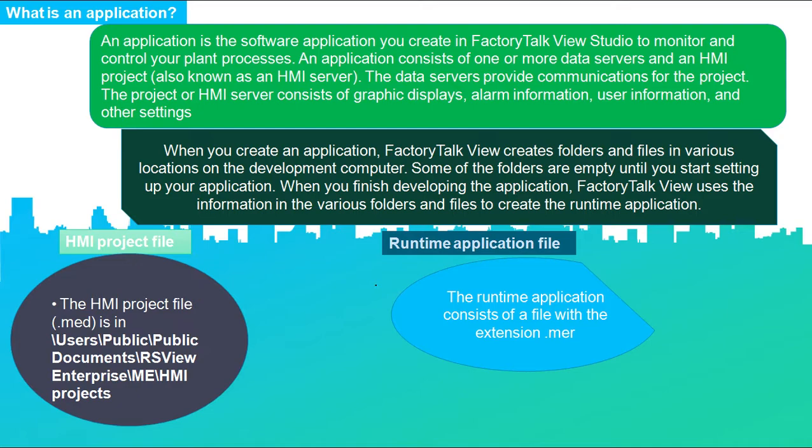Okay, an application is a software application you create in FactoryTalk View Studio to monitor and control your plant processes. An application consists of one or more data servers and an HMI project. See, these two things are there in an application. This is a project basically: one or more data servers and an HMI server, also known as an HMI project. You can use these interchangeably there. The data server provides communication for the project, and the project or HMI server consists of graphic displays, alarm information, user information, and other settings.